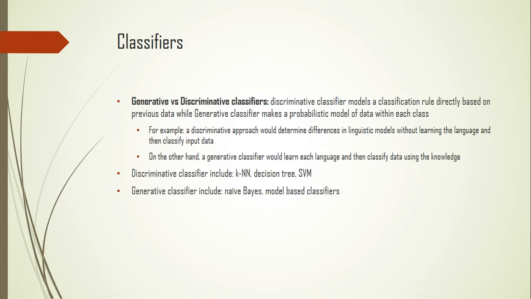For example, a discriminative model approach would determine differences in linguistic models without learning the language and then classify input data. On the other hand, a generative model would learn each language and then classify them using the knowledge. Discriminative classifiers include KNN, decision tree, and SVM algorithms. On the other hand, generative classifiers include naive Bayes and model-based classifiers.